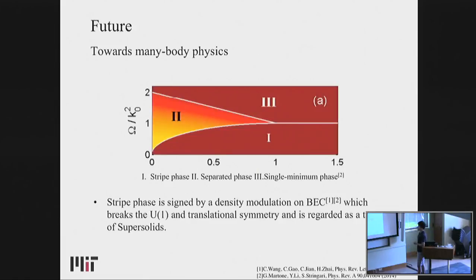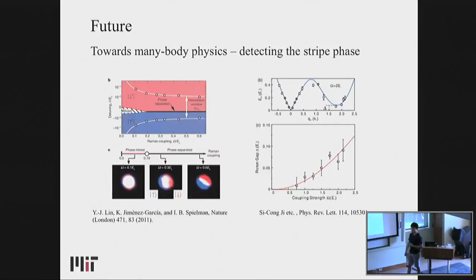The stripe phase is very interesting because it spontaneously breaks the U(1) symmetry and also the translational symmetry of the system, which makes it a type of supersolid. Since the stripe phase is so interesting, a lot of groups have done experiments on it. The first experiment is definitely by Ian Spielman. They ramped the system and prepared it in the stripe phase, and they observed that the two states are miscible, but they actually did not have any direct detection of the stripes.